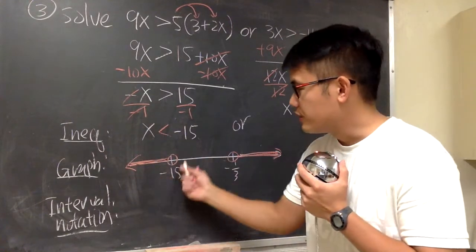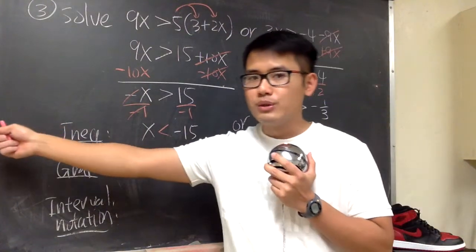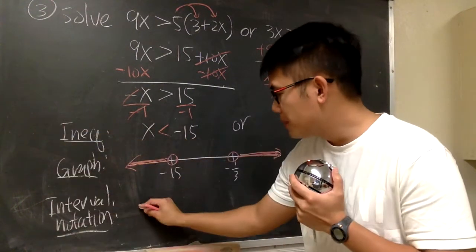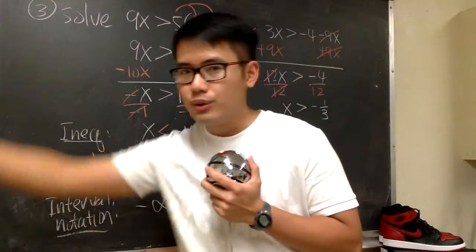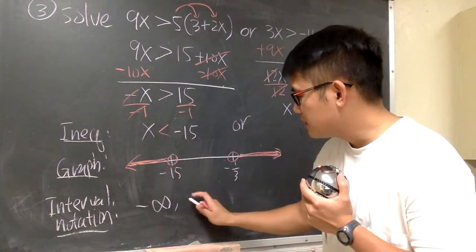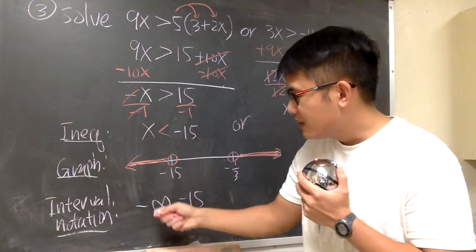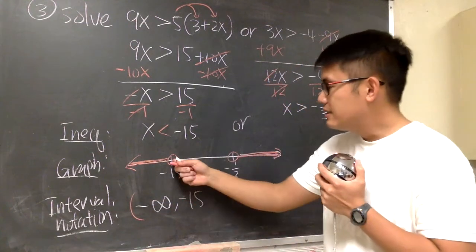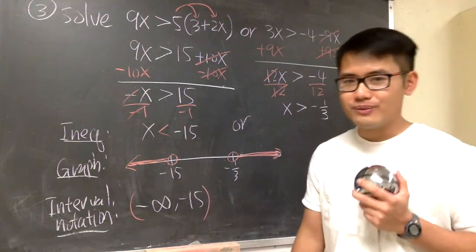Let's write the interval notation for this one first. As you can see, we have the arrow going all the way to the left, right? In that case, the starting value will be negative infinity because it's going all the way to the left. And then the ending value on the right for this piece is negative 15. All right, for infinity or negative infinity, always parentheses. This is the open circle for the negative 15, so open parentheses also.